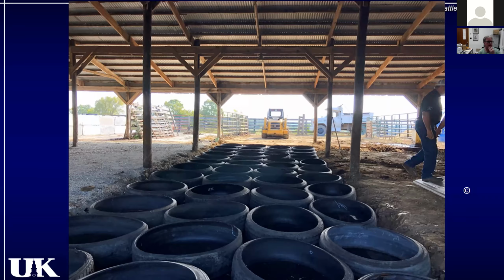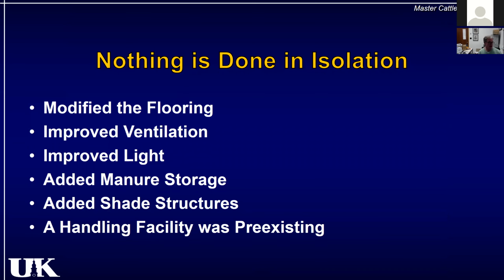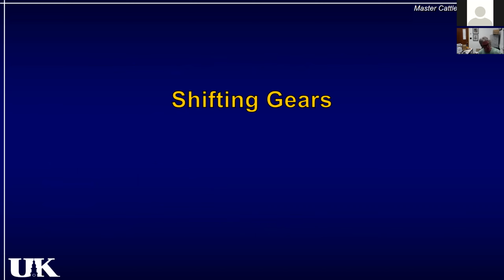All right. So again, nothing is done in isolation, because when I did that fence line feeder, that gave me the opportunity to modify the flooring in the barn, which improved the ventilation because I cut sides in the side of the barn, which improved how much light came in. I added a manure storage structure, which wasn't there before. I added shade structures to that area. There was already a handling facility that was pre-existing. So what I'm starting to do is combine some of these components of beef cattle production into a system, all right?